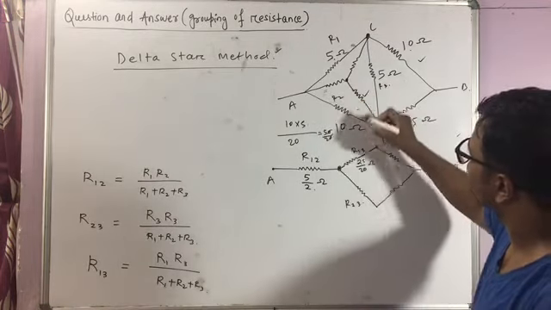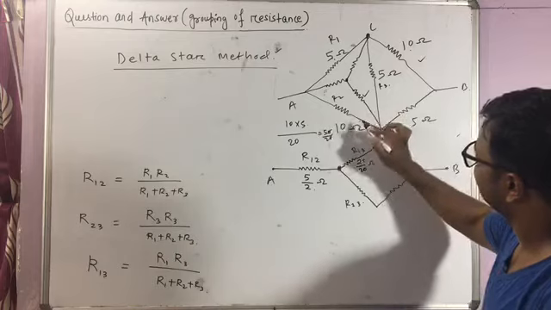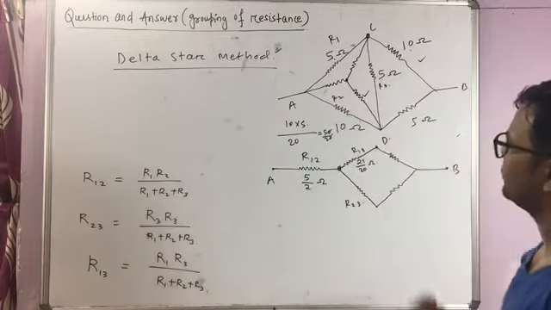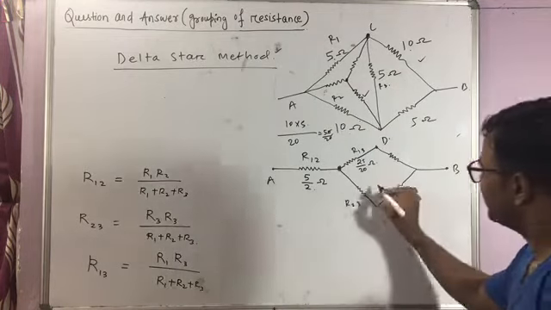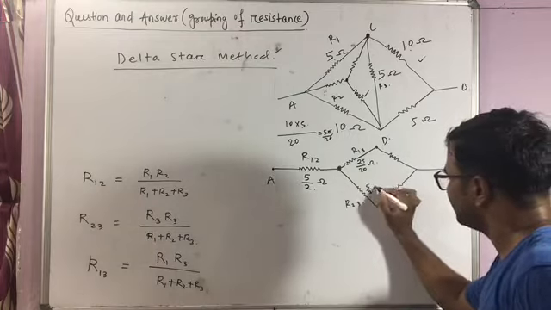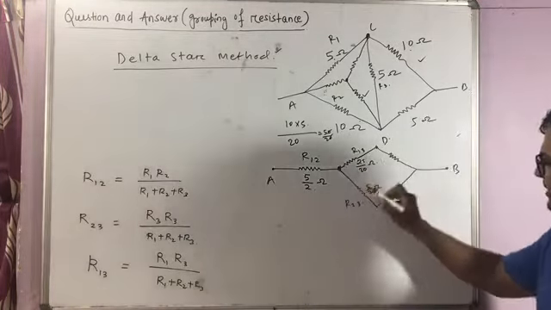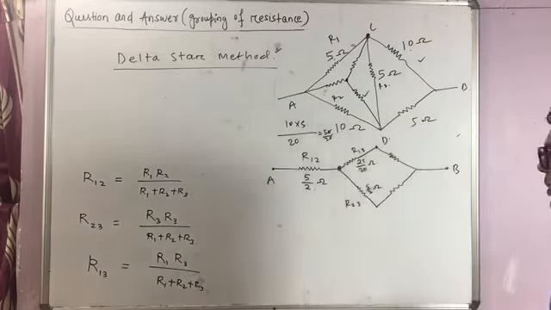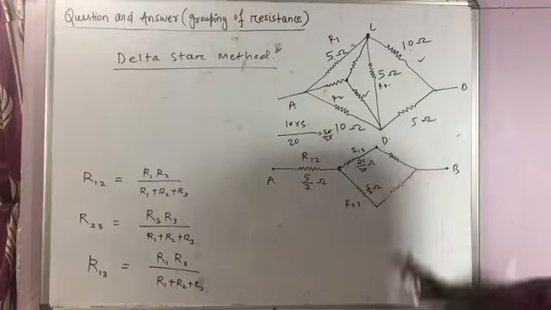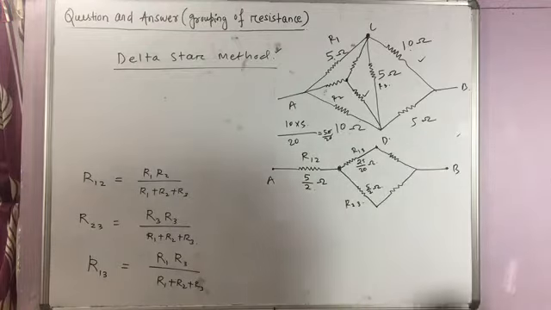Now this would be how much? This one will be 10 into 5 by 10 plus 5 plus 5, 20. Means it will be again 5 by 2 ohm. You apply this formula, then you are going to calculate. These are the resistances. But now it is simple, it is clearly visible in the diagram.